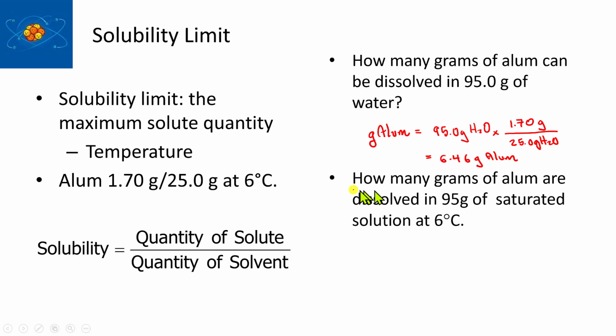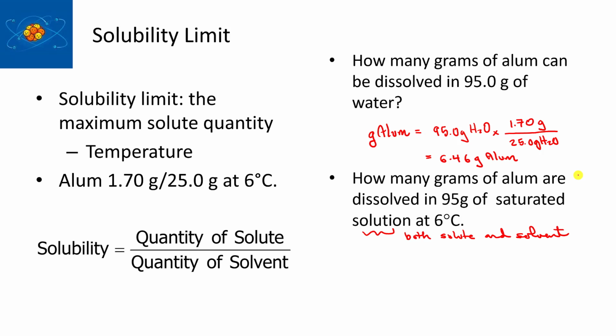Okay, here's another question. How many grams of alum are dissolved in 95 grams of saturated solution? So this is a little bit trickier of a question because 95 grams of saturated solution refers to the solvent and the solute. Okay, the solution is both components. So again, it's very important to think about what the terms mean.